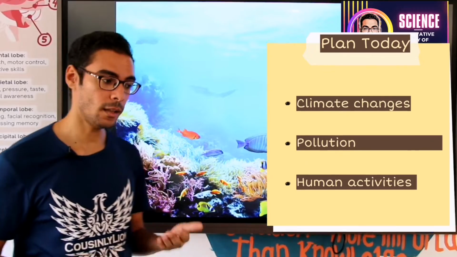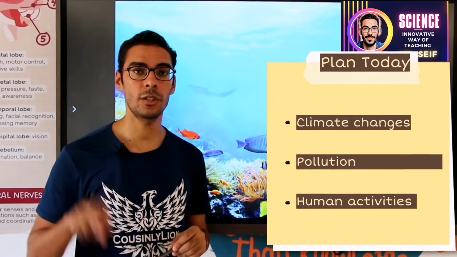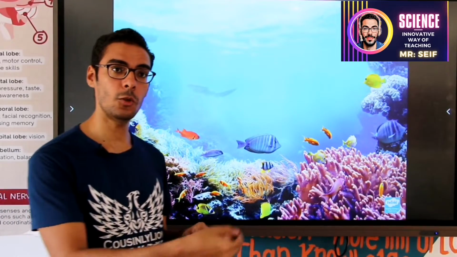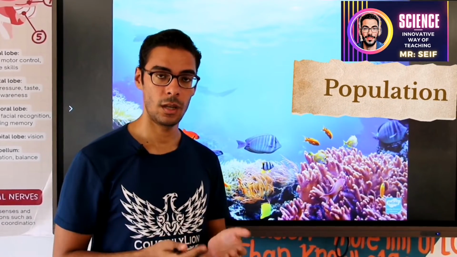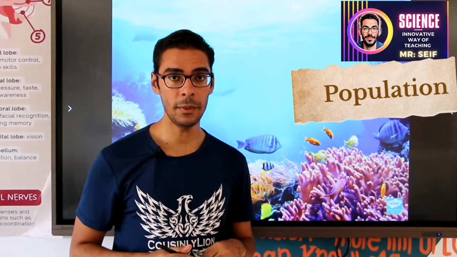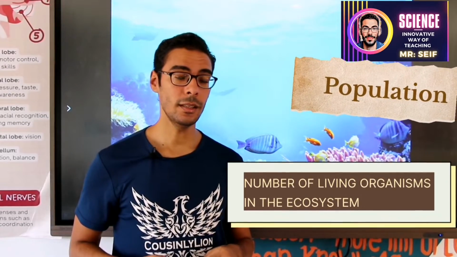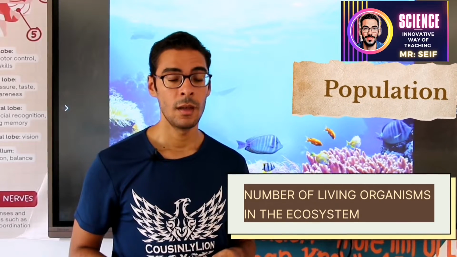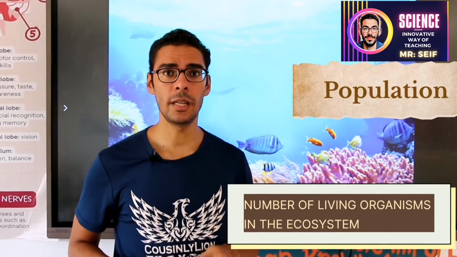Mainly, while studying each one of them, we need to answer two main questions. Question number one, what is the effect of each one of them on the population of the animals in the food web in different ecosystems? During the lesson, we're going to be studying the effect of each one of them on the population. But first of all, what does population mean?